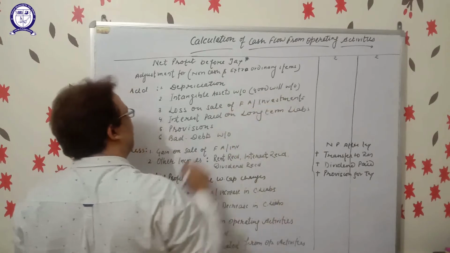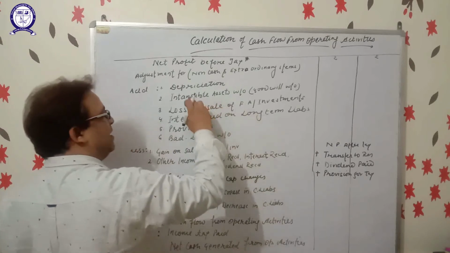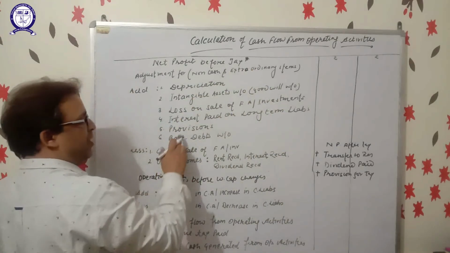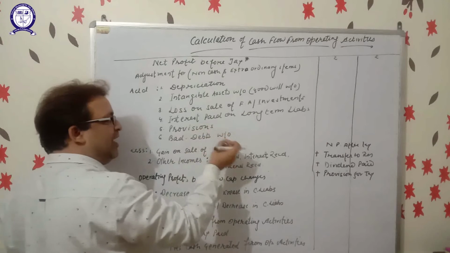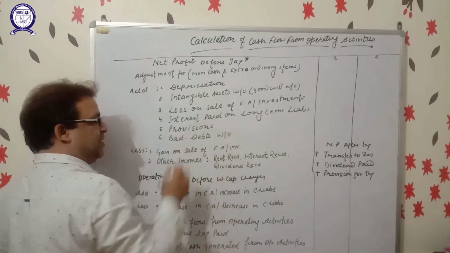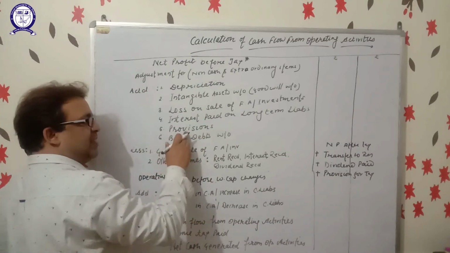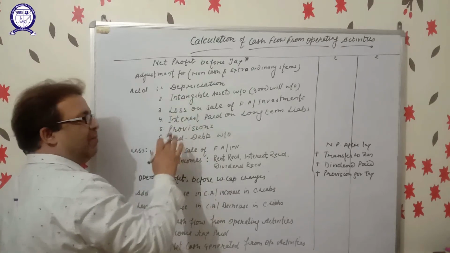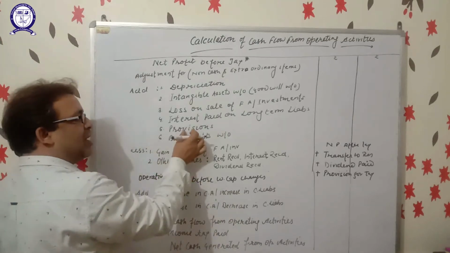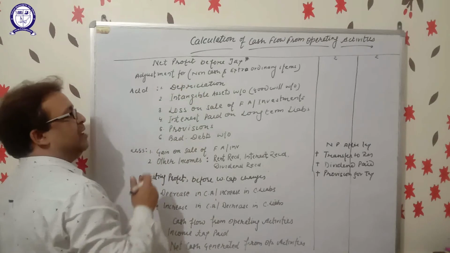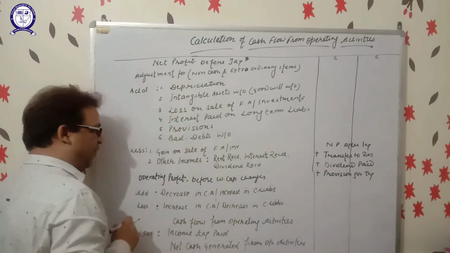For example, goodwill written off, loss on sale of fixed assets, interest paid on long-term liabilities. These three are non-operating expenses. Provision made during the year, provision for doubtful debts, provision for legal charges, these are all non-cash expenses. Bad debts written off is also a non-cash expense. Because of these expenses the profit is reduced, but cash is not going anywhere. Cash is the same, so these are known as non-cash expenses. That's why we have added these six items to find out the operating profit.